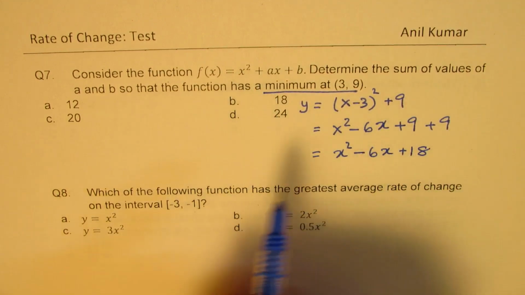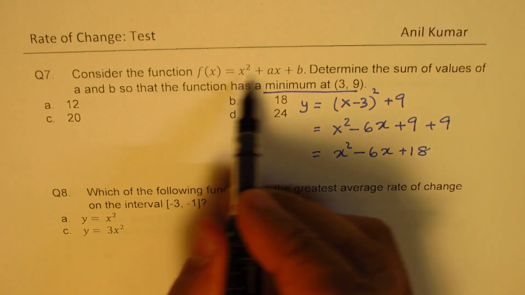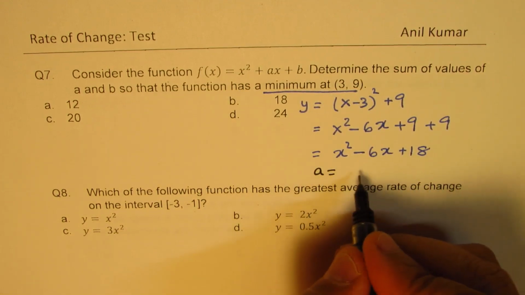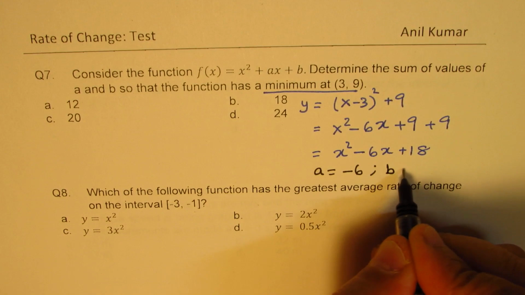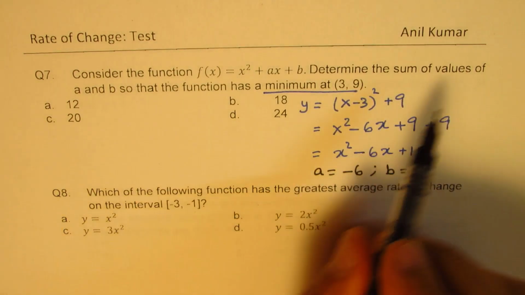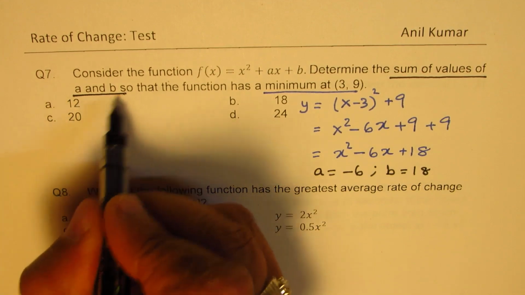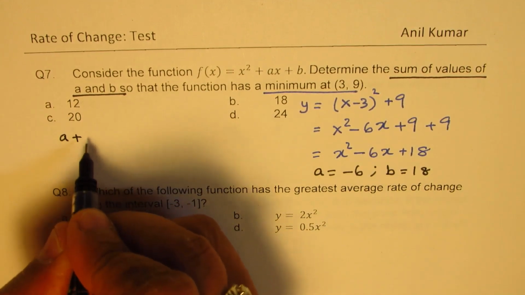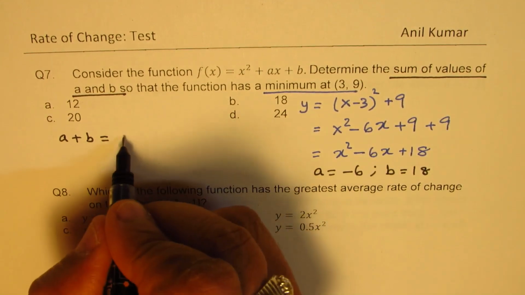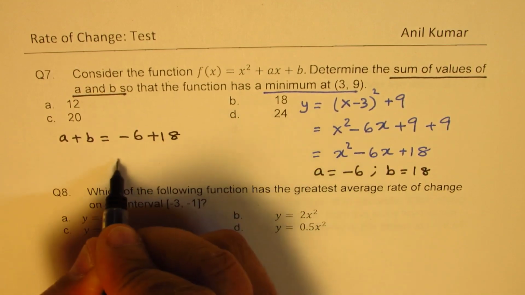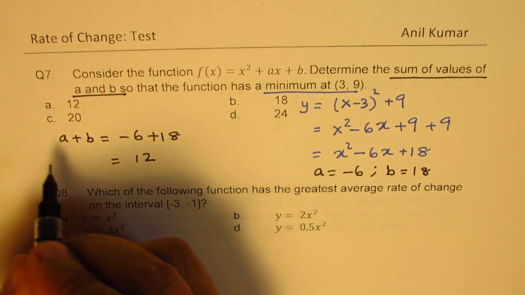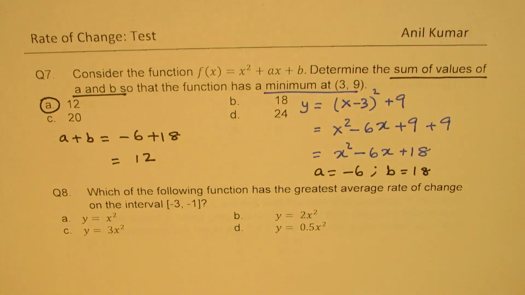So if you compare with the given equation, we know that a is equal to minus 6 and b is equal to 18. We want to find the sum of the values, right? We want the sum of a and b. So a plus b will be equal to minus 6 plus 18, which is 12. So A is the right answer, correct?